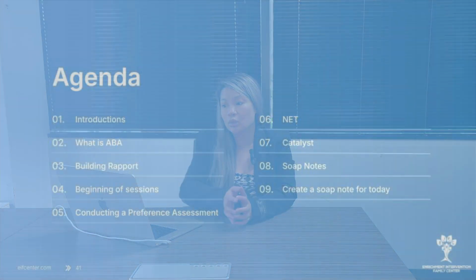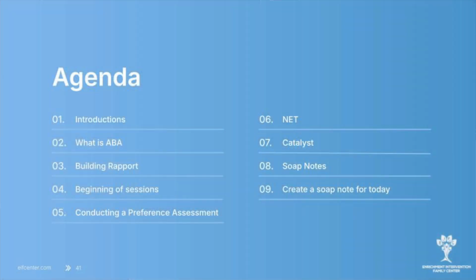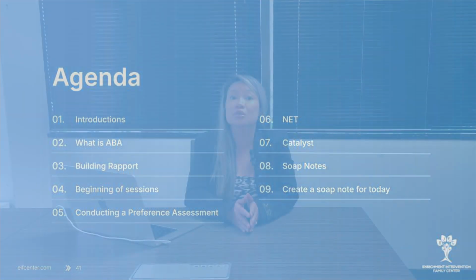For today's agenda, we'll go over what exactly is ABA, as well as how to build rapport, and how to begin your sessions for the first couple sessions. We'll then go into how to conduct a preference assessment using the type of treatment approach called naturalistic environmental training.